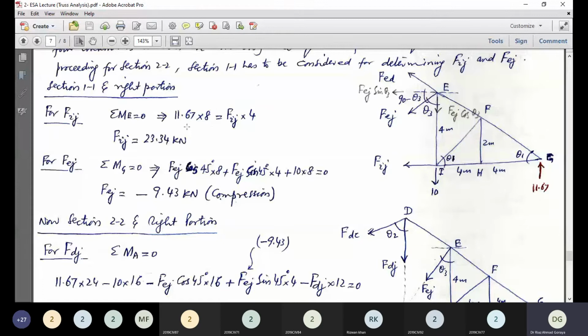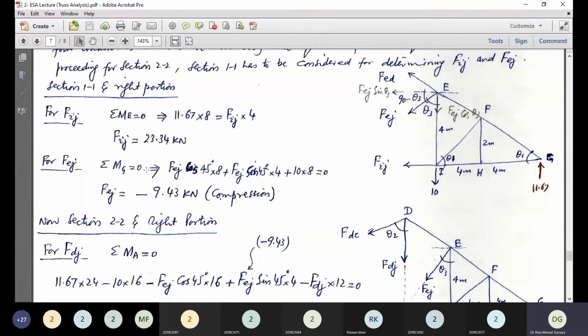Now you look at how simple this equation is. 11.67 into 8 equal to FIJ into 4. FIJ is 23.34 kilonewton. Now can you imagine a simple calculation which can be possible more than this? Not at all. इससे ज्यादा कोई simple और easy calculation नहीं हो सकती. And that is just because of selection of appropriate moment center.